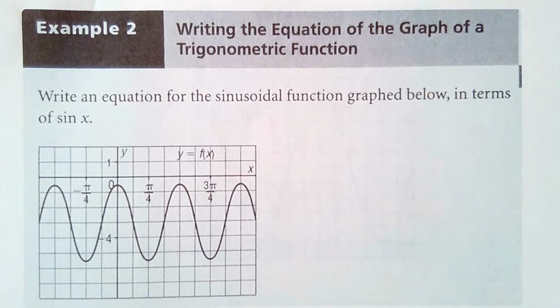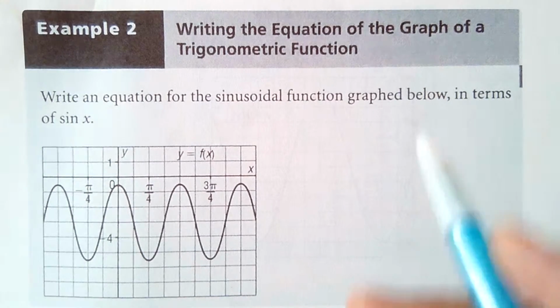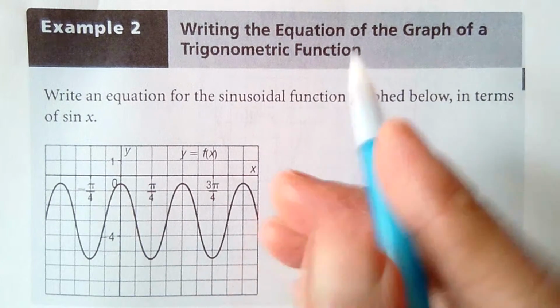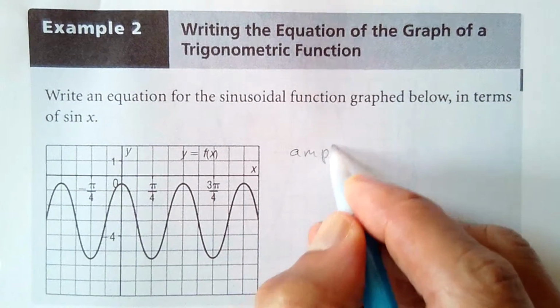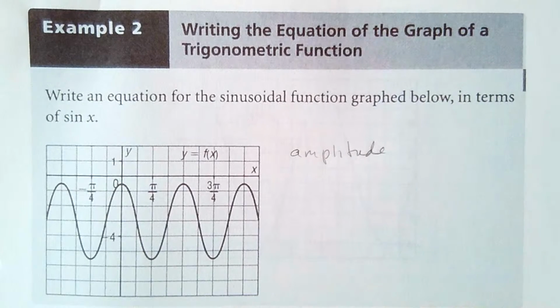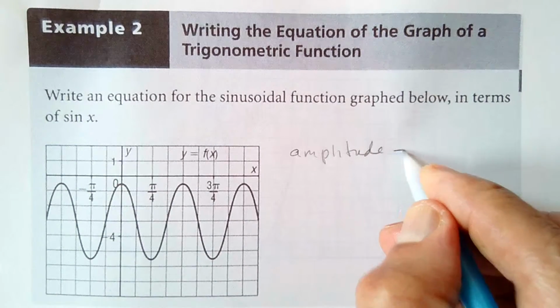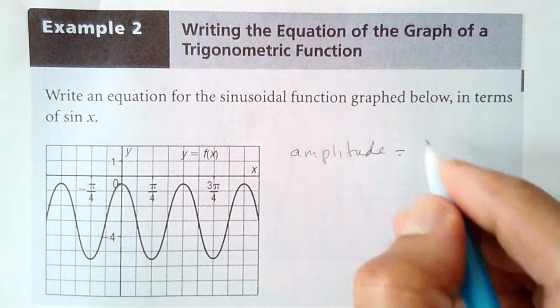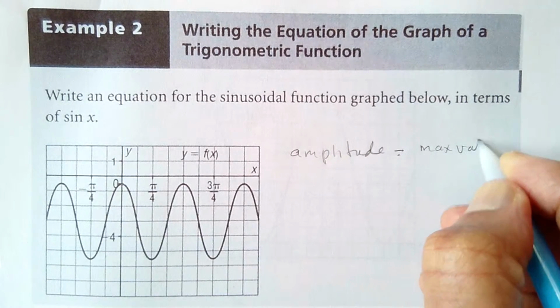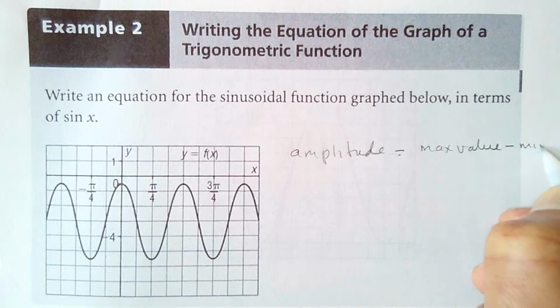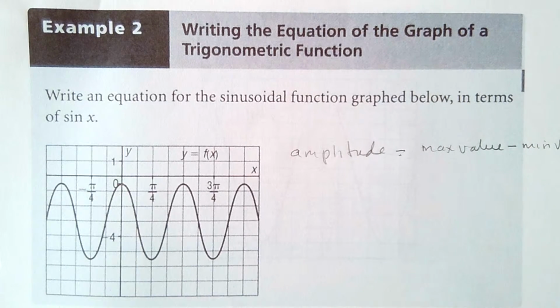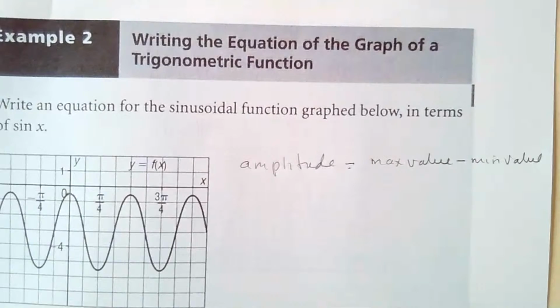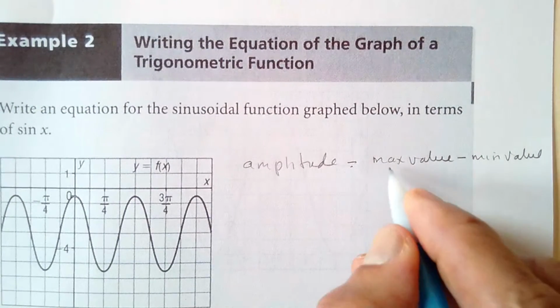So whenever we're looking at these questions, we are going to apply, as mentioned, some of the things we know. We know the amplitude from our previous lesson, which is the maximum value minus the minimum value divided by 2.